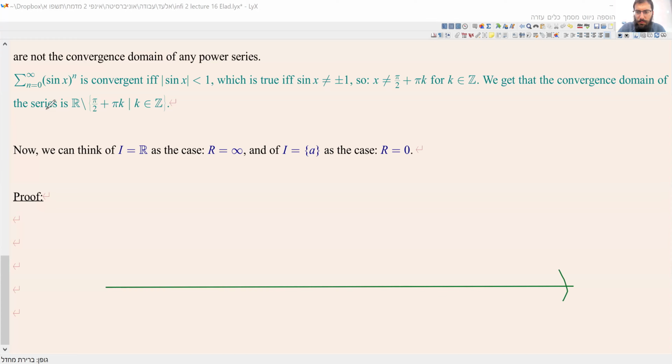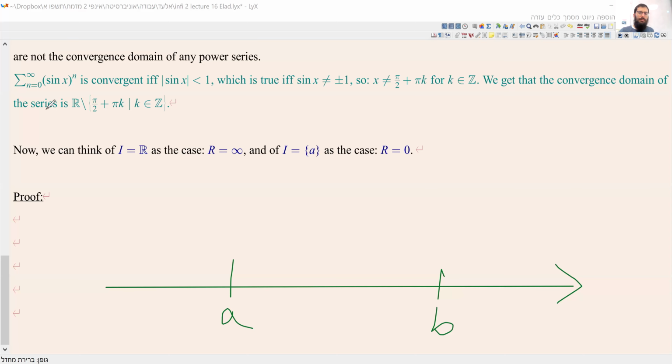We have our center A here, and let's say we have some B in which we know the series is convergent. You put B instead of X, you get the convergent series. Now, what have we actually stated? That the convergence domain of a power series is actually an interval. Not every interval can be so, only an interval symmetric around A.